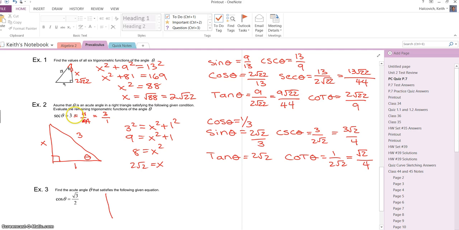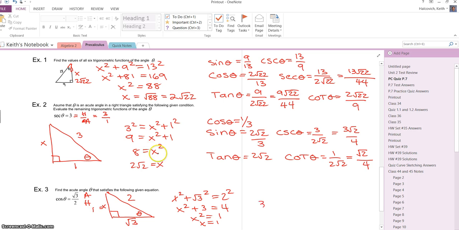The last one, you have a right triangle, and here's theta, and remember, cosine is adjacent over hypotenuse, so the adjacent is the square root of 3, the hypotenuse is 2. To find the missing side, you could do the Pythagorean theorem, so you have x squared plus square root of 3 squared equals 2 squared. So x squared plus 3 is equal to 4. x squared equals 1, so x equals 1. So you have 1, square root of 3, and 2.